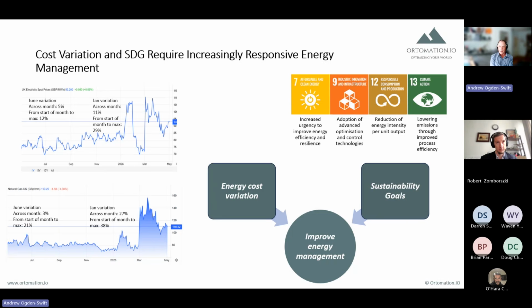The other key driver is sustainable manufacturing. The United Nations has a whole bunch of sustainable development goals, of which 4 are relevant to what we're talking about today: affordable and clean energy, industry, innovation and infrastructure, responsible consumption and production, and climate action. So we've really got these two main drivers of cost variation and sustainability that are putting a lot of pressure on process manufacturing companies to improve the way they manage energy.